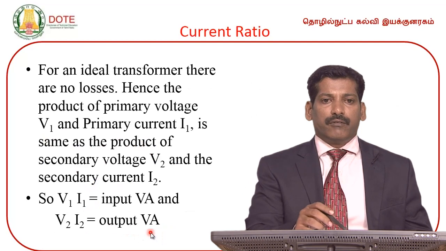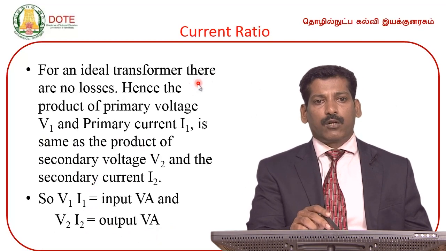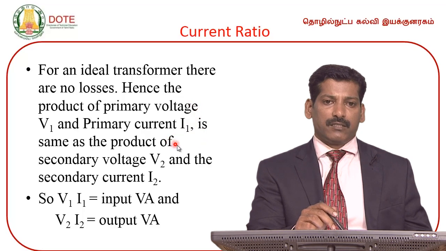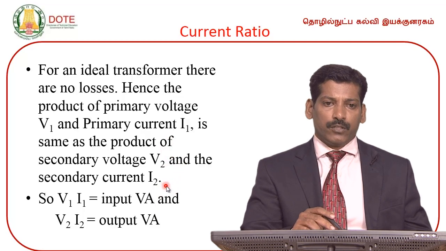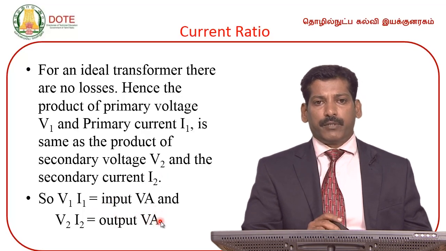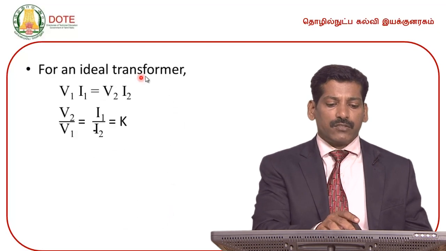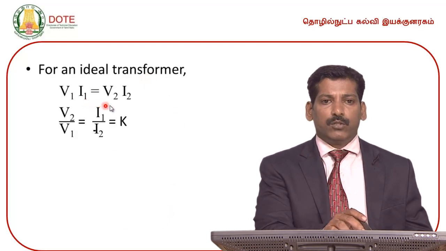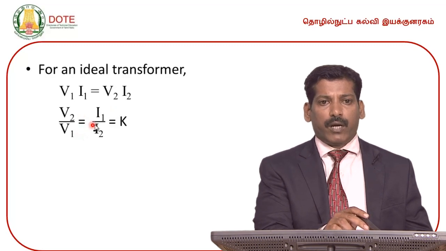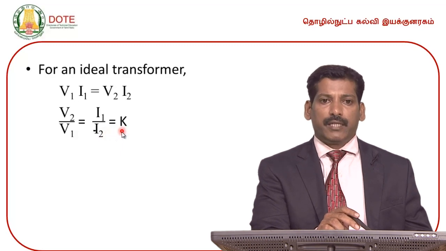Current ratio. For an ideal transformer, there are no losses. Hence, the product of primary voltage V1 and primary current I1 is the same as the product of secondary voltage V2 and the secondary current I2. So, V1 I1 is the input volt ampere and V2 I2 is the output volt ampere. For an ideal transformer, V1 I1 is equal to V2 I2, which gives V2 by V1 equal to I1 by I2, which is equal to K.